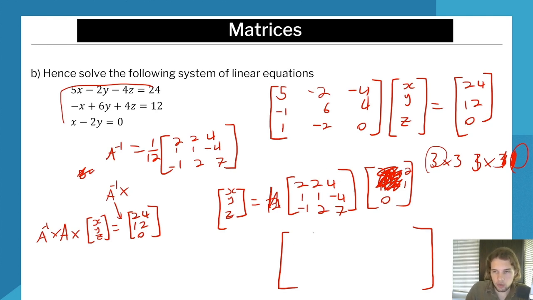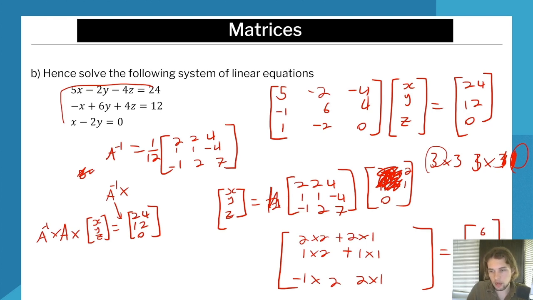And now we can find, okay, what's in position row 1, column 1? We have 2 times 2 plus 2 times 1, and then we can ignore the 0. Then down here we have 1 times 2 plus 1 times 1. Down here we have minus 1 times 2, and 2 times 1. This is equal to 6, 3, and 0. So that is the answer that we get from our simultaneous equations.